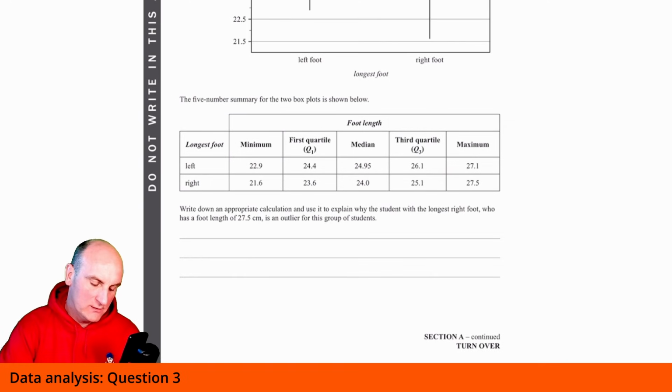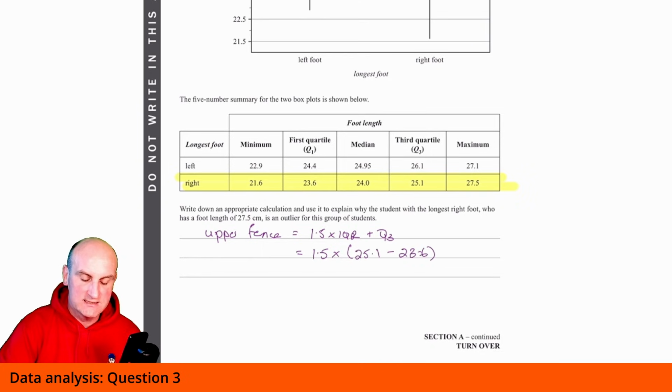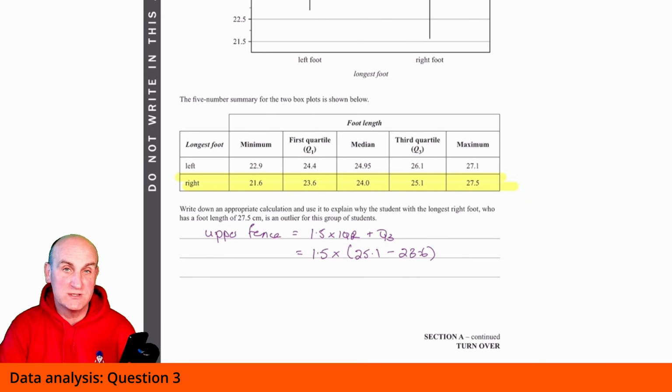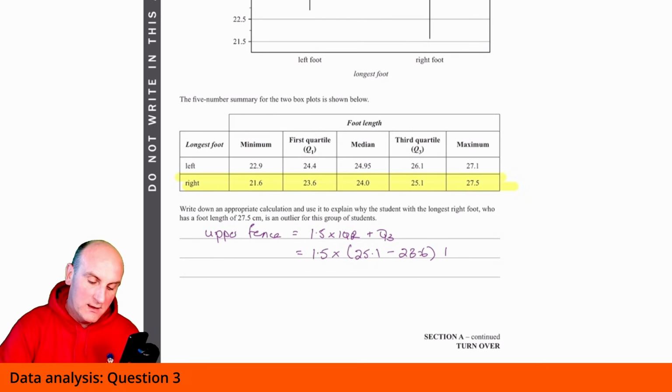An outlier. All right, so if I want the upper fence, which is what they're asking me for, the upper fence is going to be 1.5 times my IQR plus Q3 for that set of data. So that's 1.5 times my interquartile range. We want the right foot, so I'm going to highlight that to make sure I use the right data set. Then I write 25.1, which is my Q3, minus 23.6, which is my first quartile, my lower quartile. So that's my IQR. I'm going to add that on to Q3, which is 25.1.